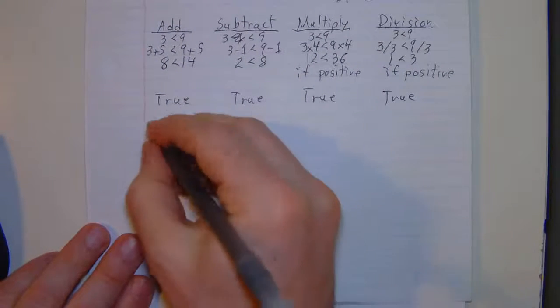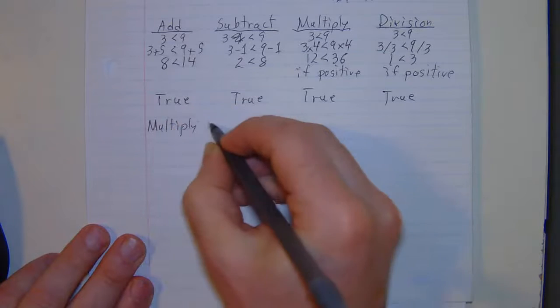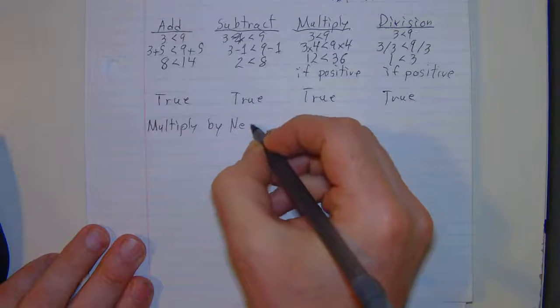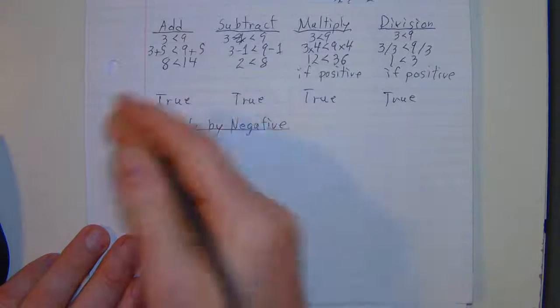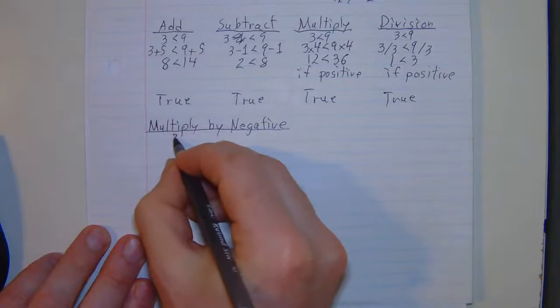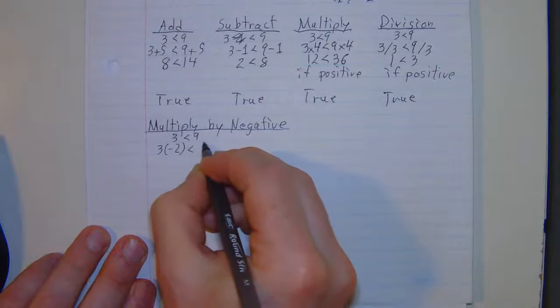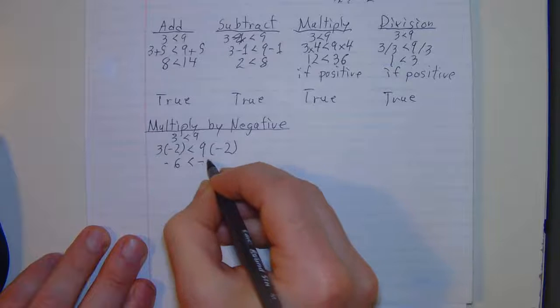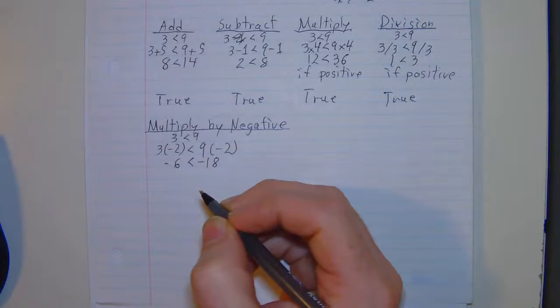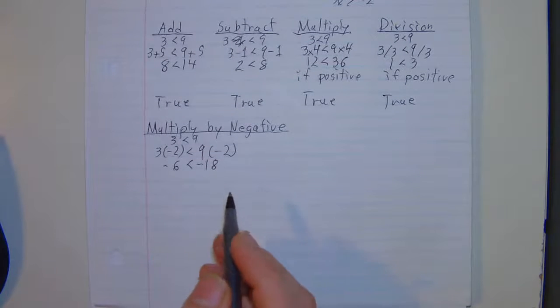So let me move this up, get some extra space here. So multiply by negative. Well, let's start with 3 less than 9. What if we multiply by negative 2 on both sides? We get negative 6 less than negative 18. That is no longer true. Negative 6 is greater than negative 18.